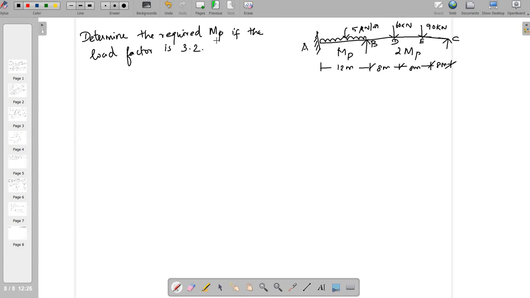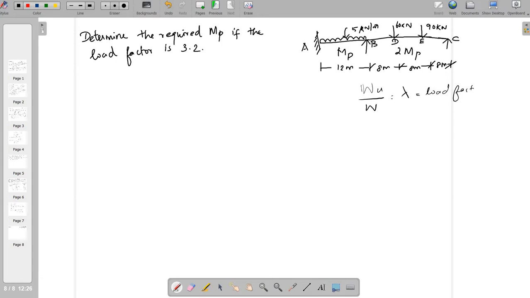So this problem is required to find the plastic moment of resistance for the given load factor. What is the load factor? It is like a factor of safety. The factor of safety is the ratio between yield stress to the working stress. Like that, the load factor is the ratio between ultimate load to the working load.